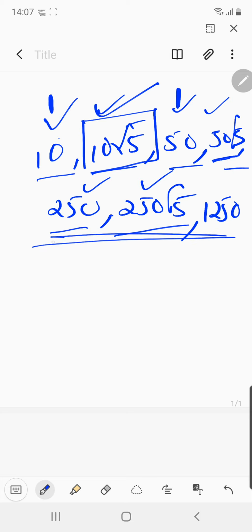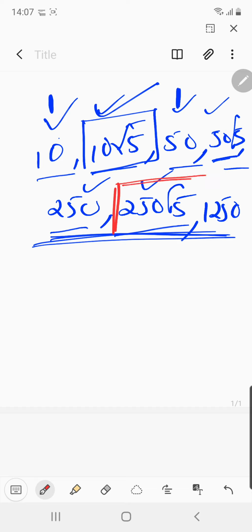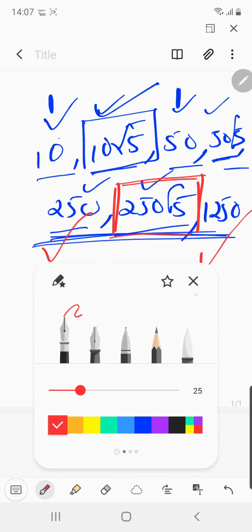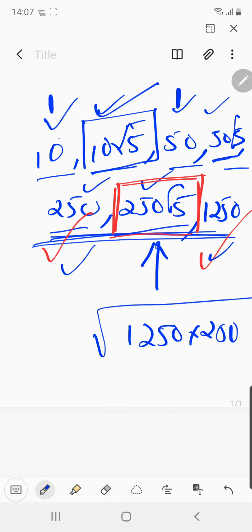Let's take these three numbers, part of the geometric sequence, and prove that this number here is the geometric mean of this and this. Okay, so to do that, we take these two numbers and find the square root, and that square root has to be equal to this. We do 1250 times 250, square root, which is, let's get friendly numbers from this. So we have 125 is 5 times 25 times 10 times 25 times 10, square root.